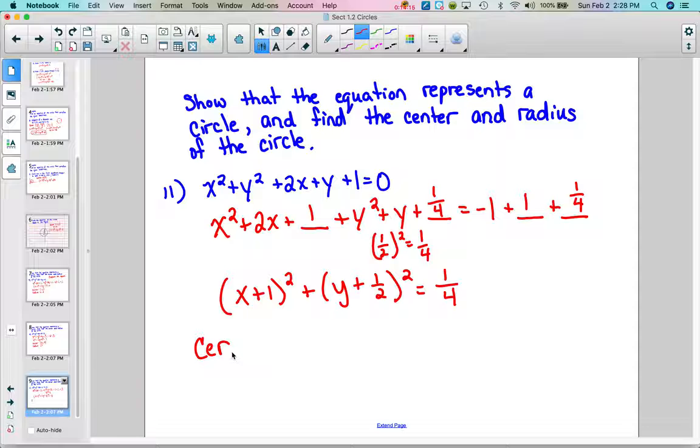So the center is negative 1, negative a half. And the radius, remember this is r squared, and if you take the square root of a fourth, you square root the 1, square root the 4, you get 1/2. And that's the radius. And that is it.